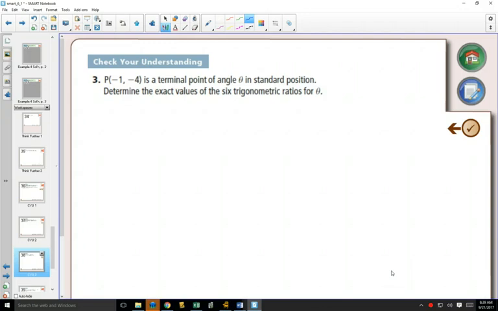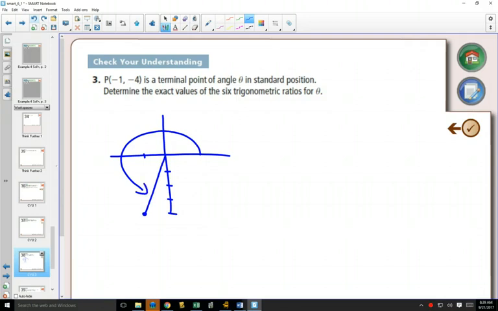-1, -4 is a terminal point of angle theta in standard position. So when we learned about what an angle in standard position is, that was important. If we draw a picture of this, -1, -4 is right there. If we have an angle in standard position that goes to that arm, wow, that's not a very straight line. Try that again. That looks better. That would be the angle in standard position that ends with a point at -1, -4.